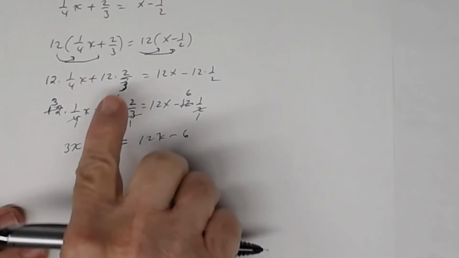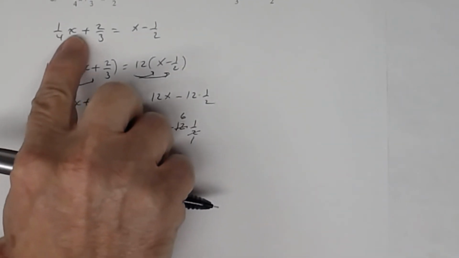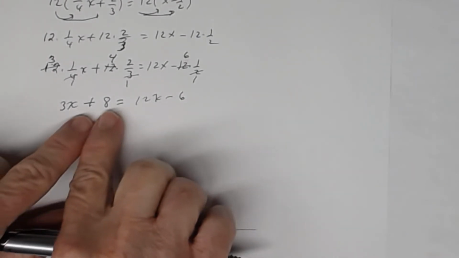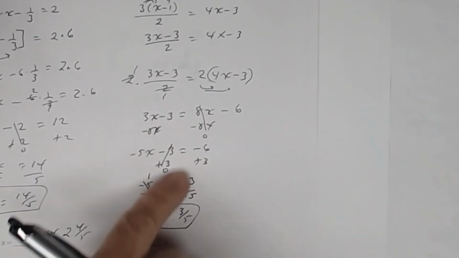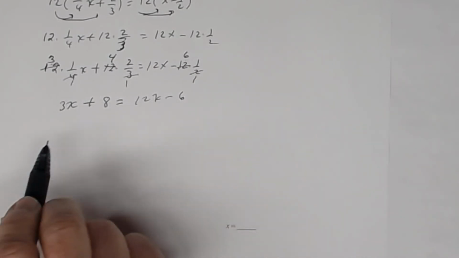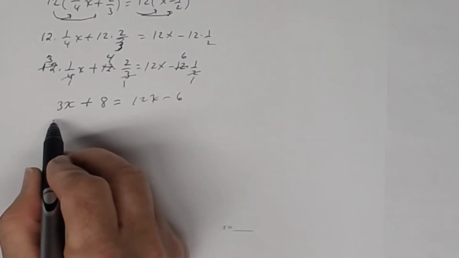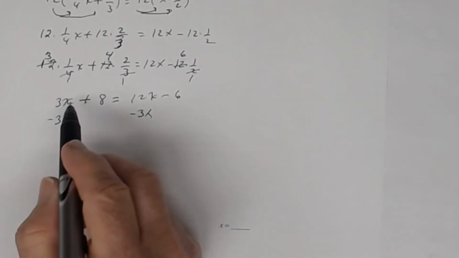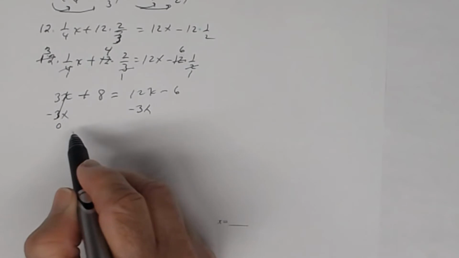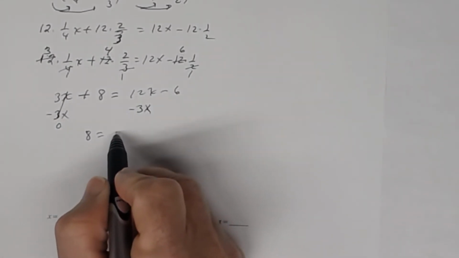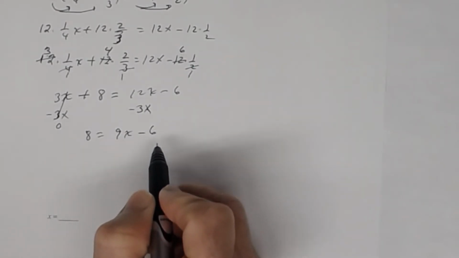So now we went from an equation with fractions, a linear equation with fractions, to a very simple linear equation. And now this looks like a number 2, right? So now the rest is fairly easy. This time, let's bring the 3x to the right side. So I'm going to subtract 3x from both sides. Notice I'm aligning my like terms, and then we combine like terms. 3x minus 3x is 0. 0 plus 8 is 8 equals 12x minus 3x, which is 9x minus 6.